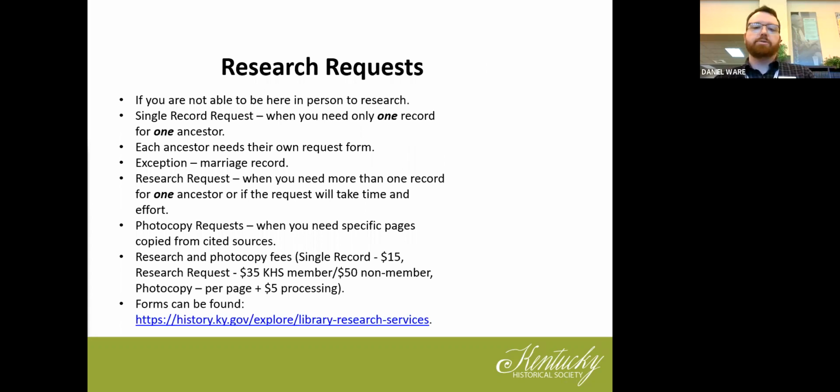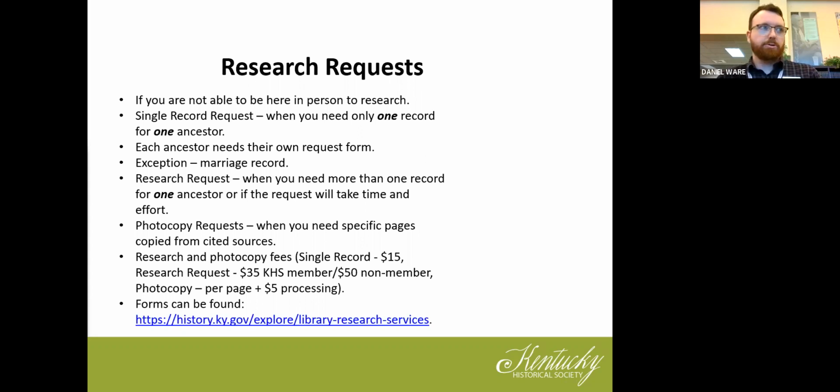Okay, research requests. This is more for if you're not able to physically come here in person. There are really three particular forms that you would look into depending on what you're looking for. There's a single record request, and that would be if you need only one record for one ancestor. For example, if you were looking for a birth record for your great grandmother, you would fill that single record request out and mail it in with the research fee. We're about to have a new database program for the whole KHS that might change some of the pricing, but as of right now, a single record request would be $15.